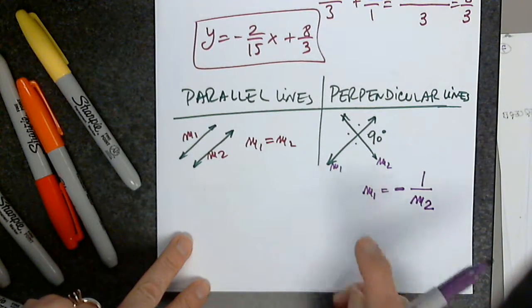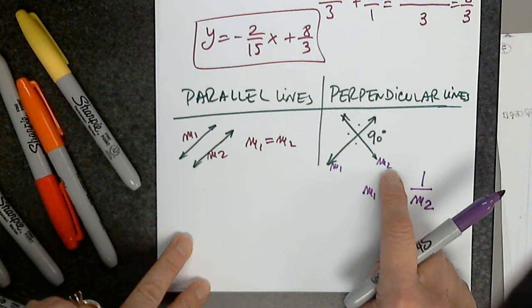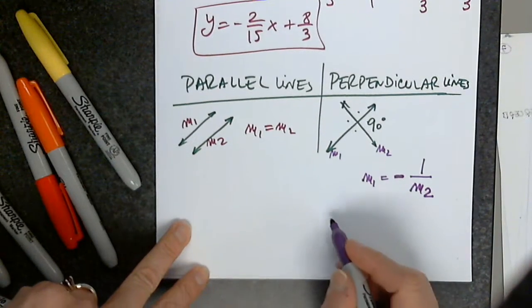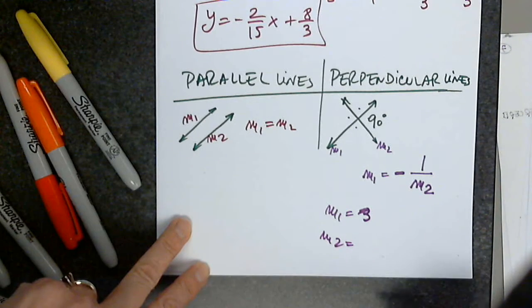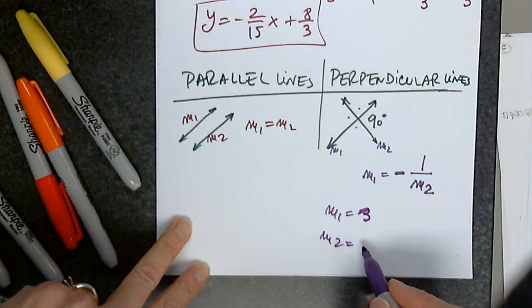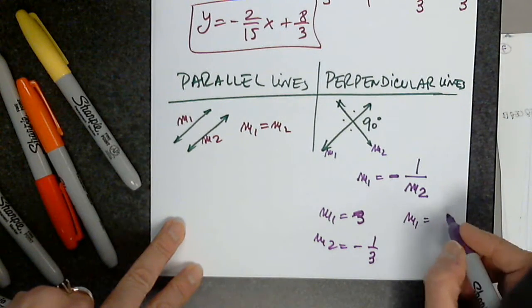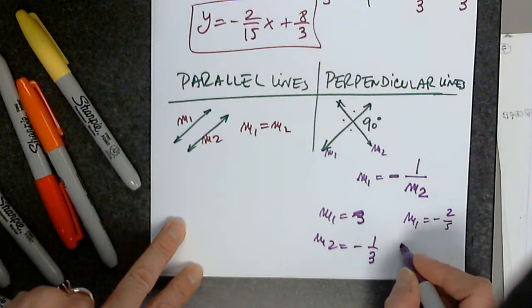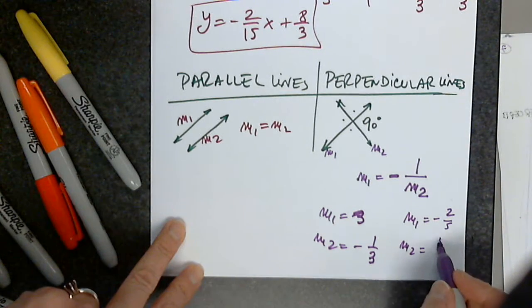So if this slope is 3, what will the slope of this one be? Say it again. Multiplicative inverse. So if M1 is 3, how much is M2? Negative 1/3, multiplicative inverse. If M1 is negative 2/5, how much is M2? Exactly.